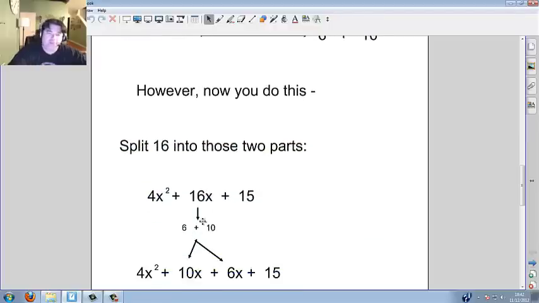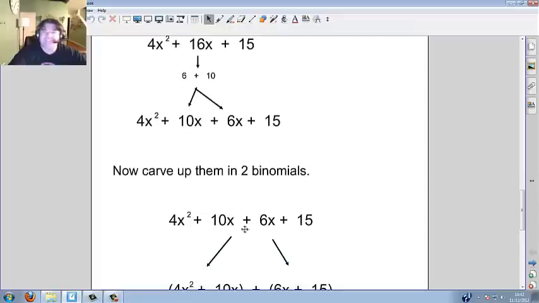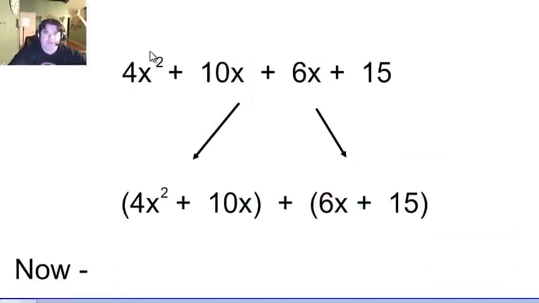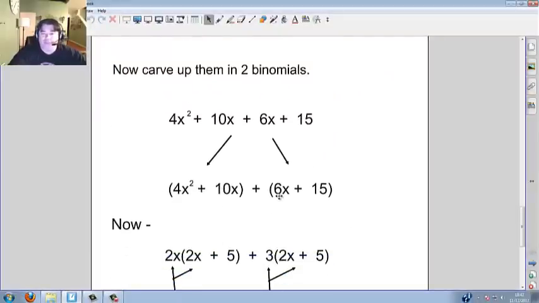16x, you split the 16x into a 6 and a 10x. So we'll make 10x and 6x. Now what I'm going to do is carve them into two separate binomials. So 4x squared plus 10x goes over here, 6x plus 15 goes over here. Now I'm going to remove what I can out of this, which is going to be a 2 and an x. And I'm going to remove a 3 out of this guy. Excuse me, just a 3, not an x, just a 3.